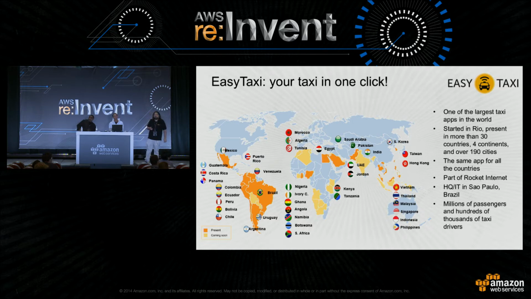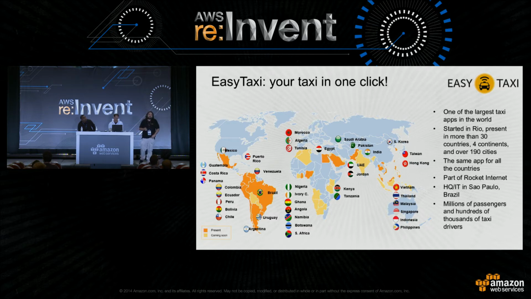We started in Rio. We're present today in 33 countries, 4 continents, a lot of cities. One thing, our app is the same app for all of the countries. You don't download another one, and it's all developed in Brazil, in São Paulo. Our IT headquarters is in São Paulo. We are a part of Rocket Internet Group. For those of you who don't know, Rocket is one of our major investors.